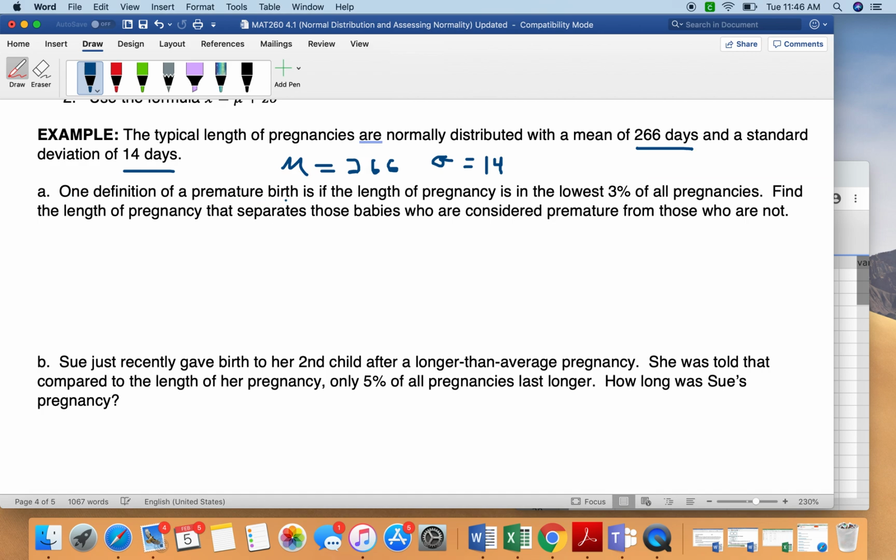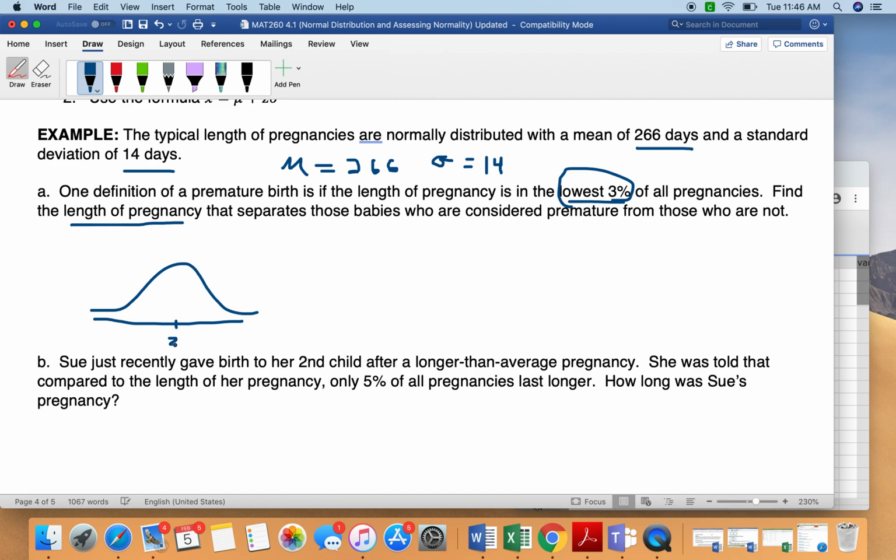So one definition of premature birth is the length of pregnancy is in the lowest 3% of all pregnancies. And we want to find the length of pregnancy that separates those babies who are considered premature from those who are not. So here we're given a percentage. That means we are given the area. So we're going to draw this out.